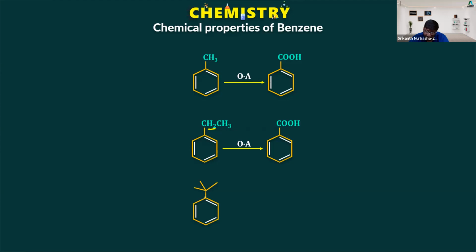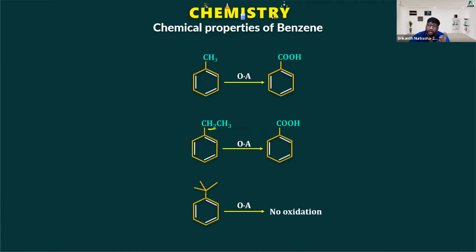Here what happens? The benzene ring is connected to a carbon. The carbon is connected to three methyl groups. No hydrogen, no pi bond, and no oxygen. So obviously no reaction happens in this case. Are you getting these points or not? These are very important: the oxidation of alkyl benzenes.